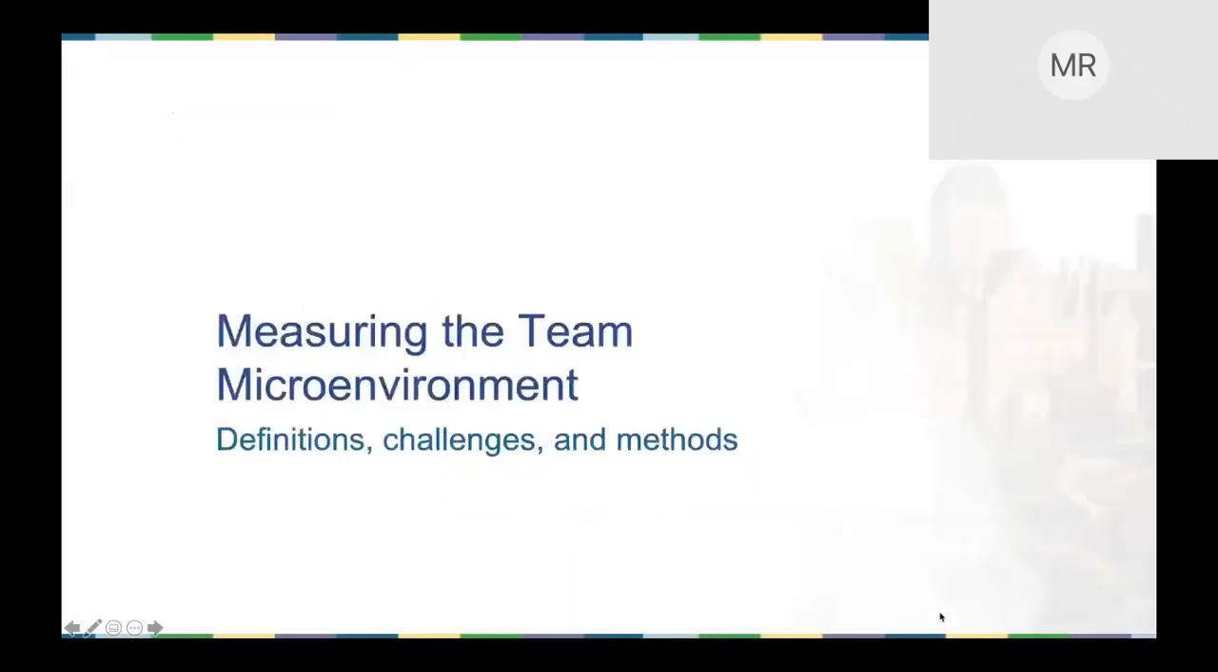So some definitions and some challenges and some methods around the team microenvironment. And to be honest, we're not cancer researchers, so we were gifted this phrase, the team microenvironment, by Dr. Berrigan and Berger, and we had to look up what that phrase was. We're not cancer researchers, but we think there's a lot of value in thinking about what a microenvironment means for a team and how that fits into all of this.